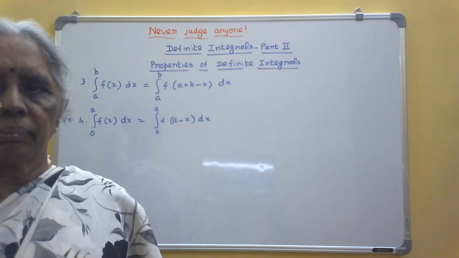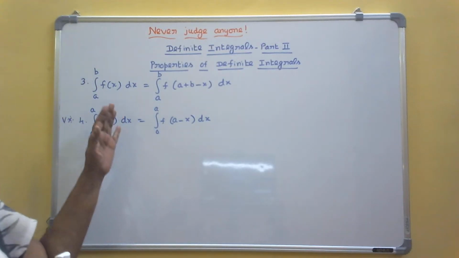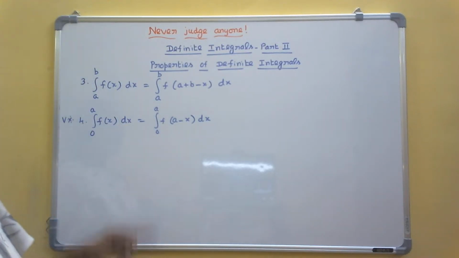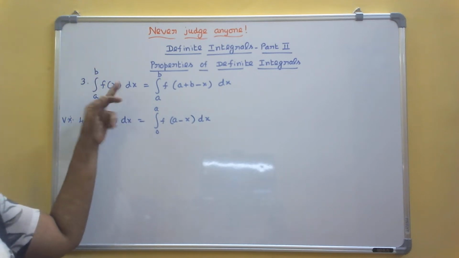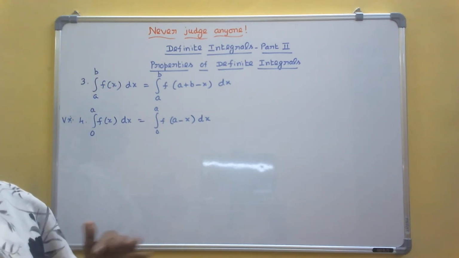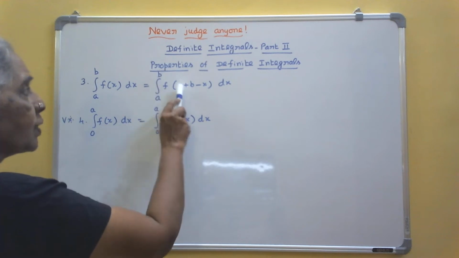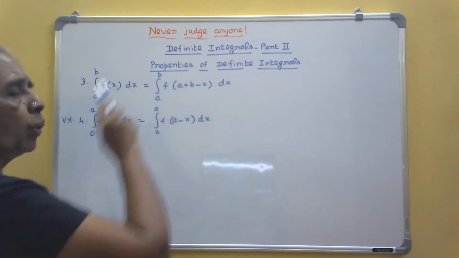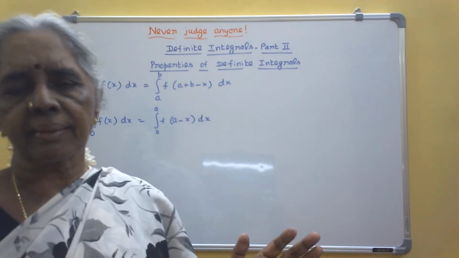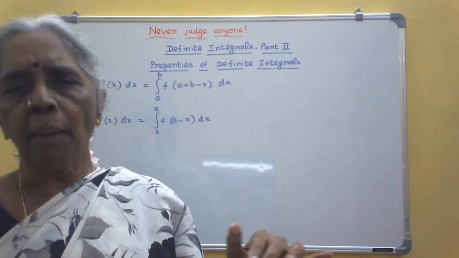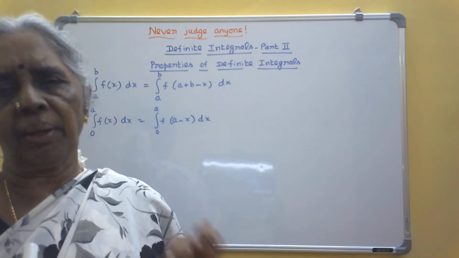Now, I have written two more properties. The third one: integral a to b f of x dx is equal to integral a to b f of a plus b minus x dx. That is, we are adding both the limits, minus x. When I do some example sums, you will understand clearly.